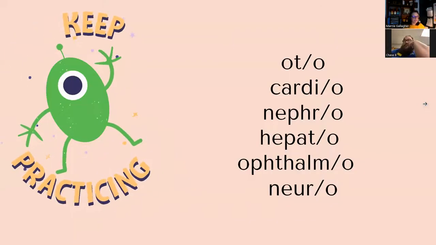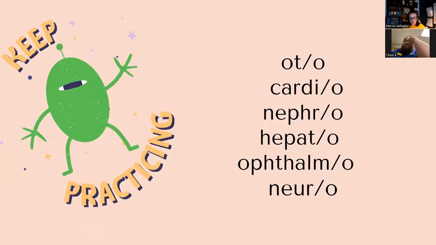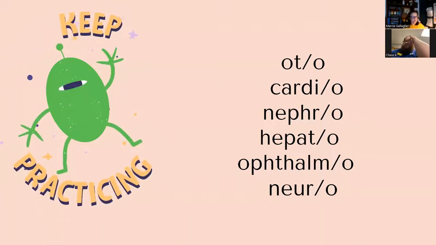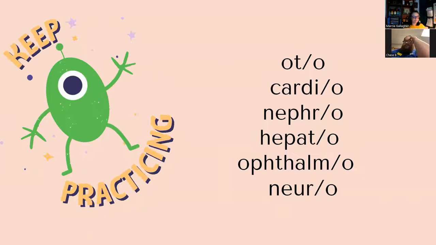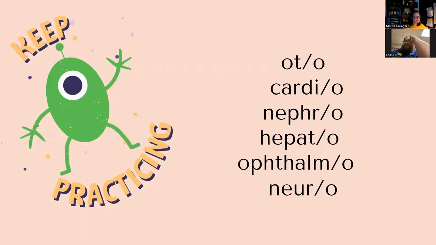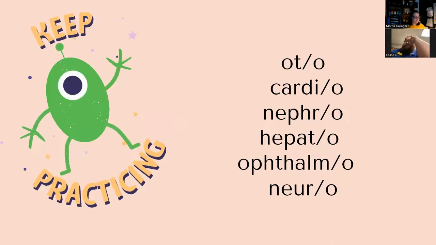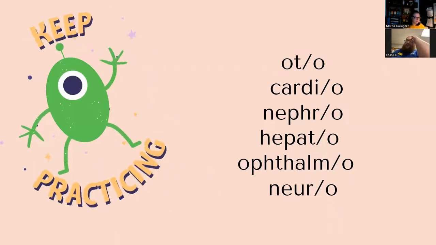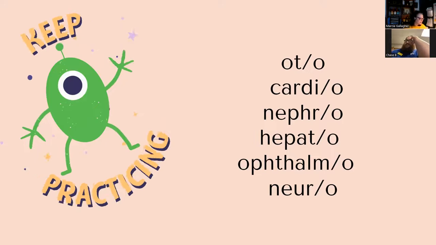So let's do it without any information. So what does auto mean? The ear. Okay. Cardio. Heart. Nephro. Kidney. Hepat.